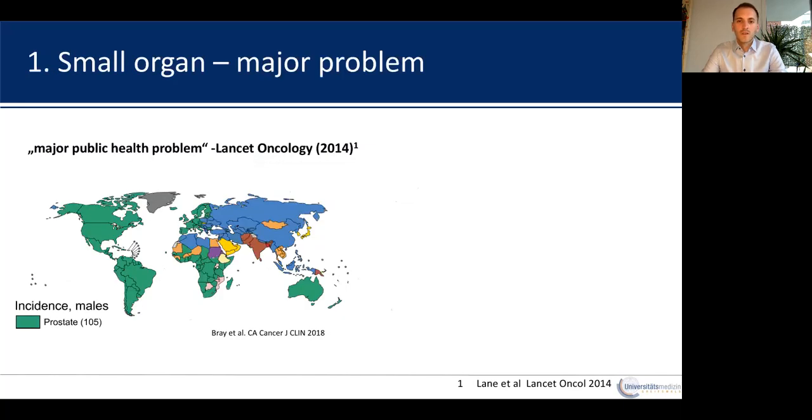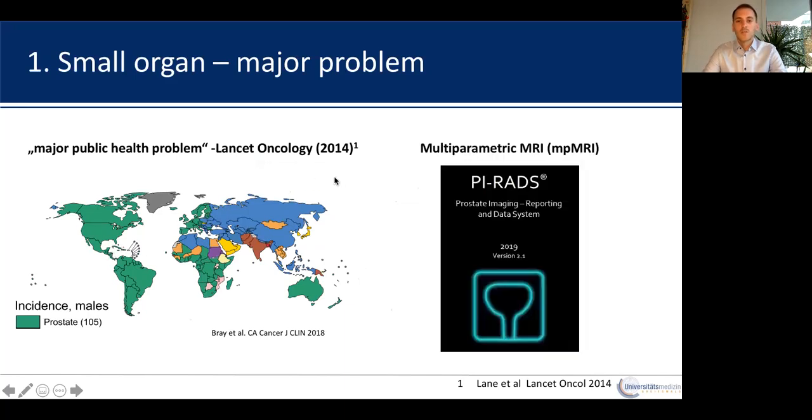The prostate is rather one of the smaller organs of the human body. However, prostate cancer is one of the major health problems. Prostate cancer is the most common cancer in men in the Western world, as you can see on this map. And we radiologists play a crucial role in the early detection and classification of prostatic lesions which are suspicious for prostate cancer, especially by using the PI-RADS protocol, which enables a standardized diagnosis and reporting of these lesions.